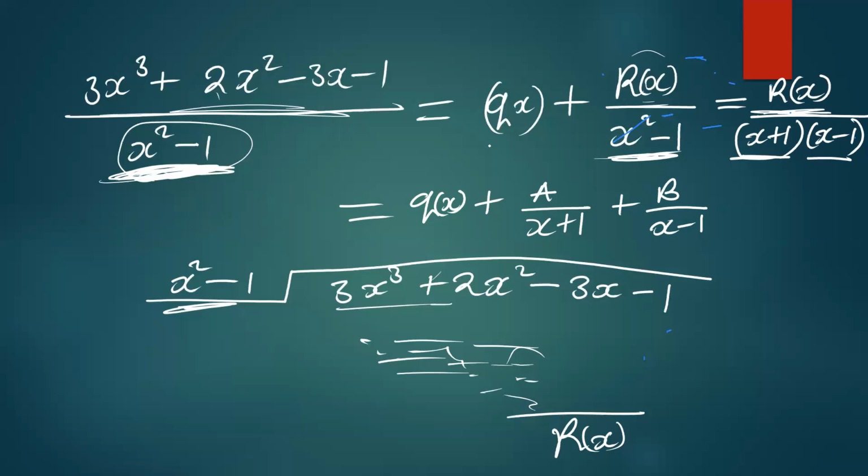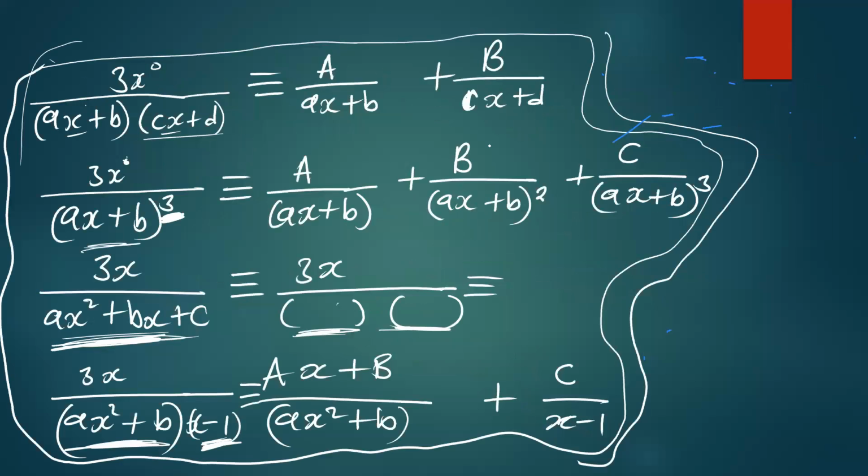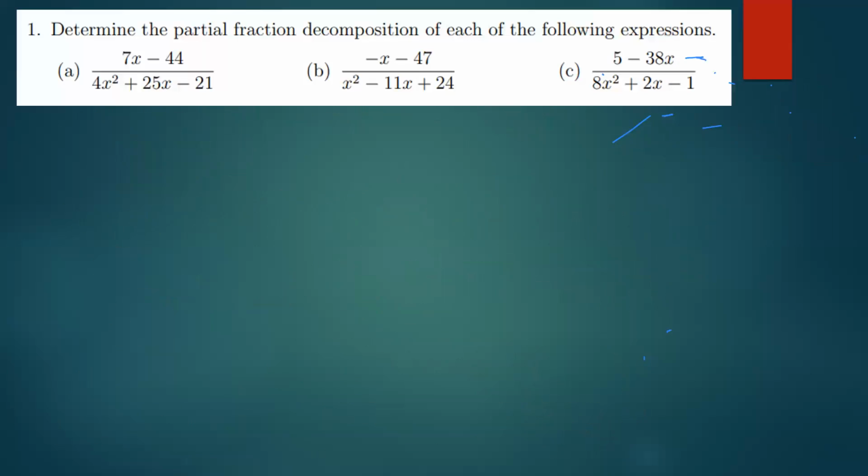Okay, let's take a look at some questions now. We see how we're going to apply these same methods that I've shown you. Okay, so we look at the questions. So this is the first question that we have. So the first question we have is 7x minus 44, then everything over 4x squared plus 25.